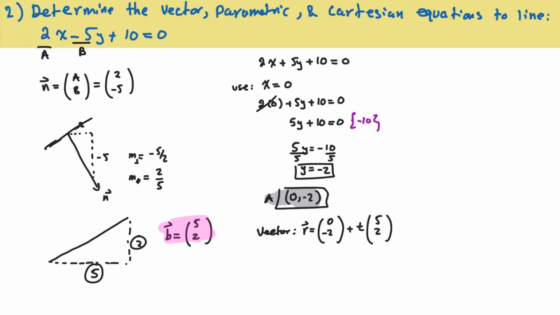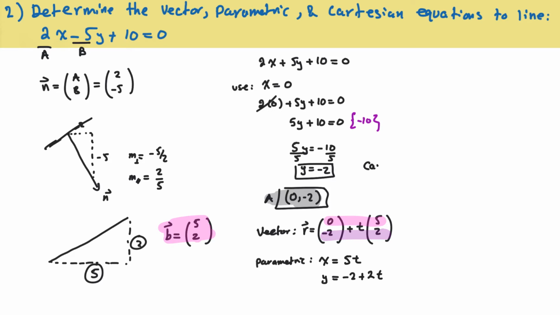And we can right away turn that into parametric. We are going to write the equation for x and for y. For x, it is going to equal 0 plus t times 5. That's just 5t. And for y, it's going to be -2 plus t times 2, which is 2t.